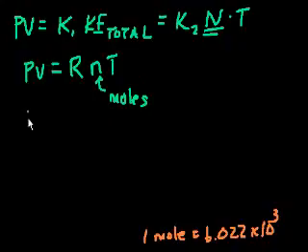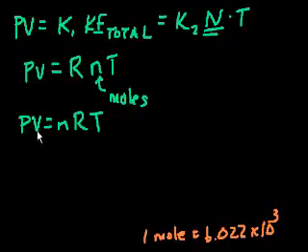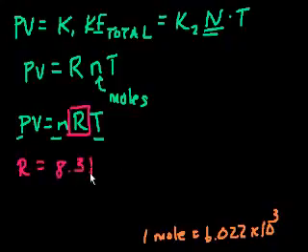And then if we rearrange it, PV equals nRT, we have a relationship that if I know the pressure, the volume, and the number of molecules, I can figure out the temperature. Or if I know the number of molecules, the temperature, and the pressure, I can figure out the volume, assuming I know what R is. And I'm about to tell you what that is. R is called the universal gas constant, and R is 8.31 joules per mole Kelvin.